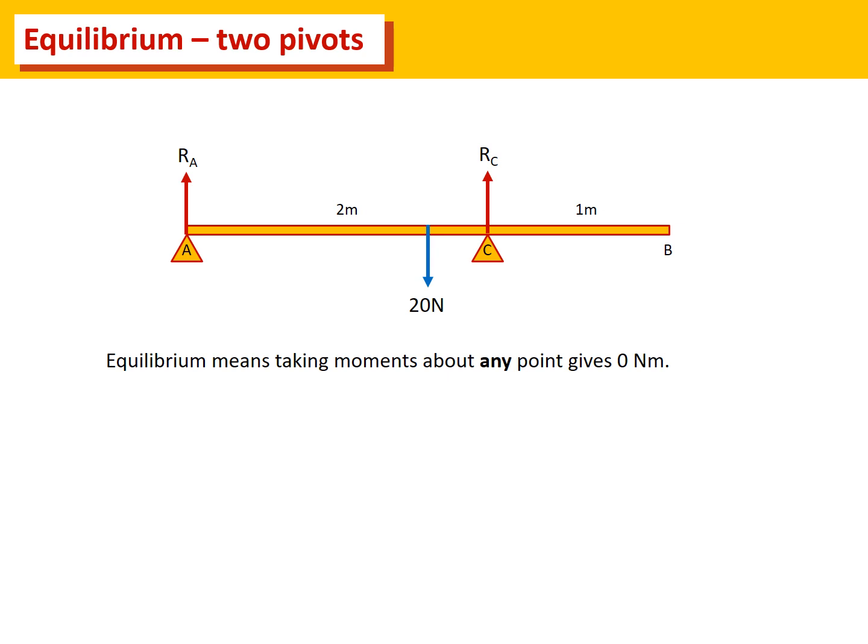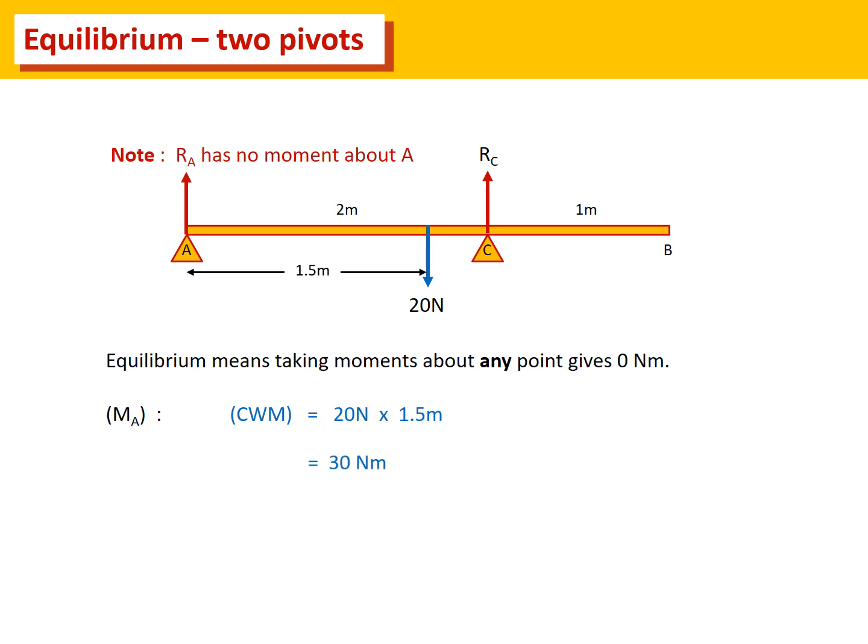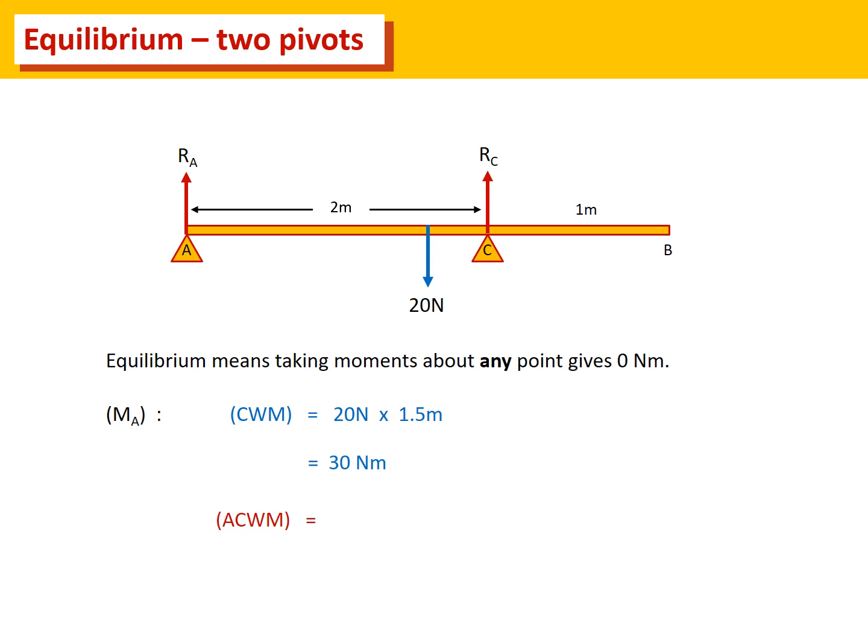Equilibrium means taking moments about any point gives 0 Newton meters. So I'm going to take moments about point A. If I do, the reaction force at A will disappear because the reaction force at A passing through A has no moment. Therefore, the clockwise moment is 20 times 1.5, and that's 30 Newton meters. The anti-clockwise moment is given by the reaction force at C, so that's RC multiplied by 2 meters. And because it's in equilibrium, those two things are equal, and therefore we can calculate the reaction force at C to be 15 newtons.